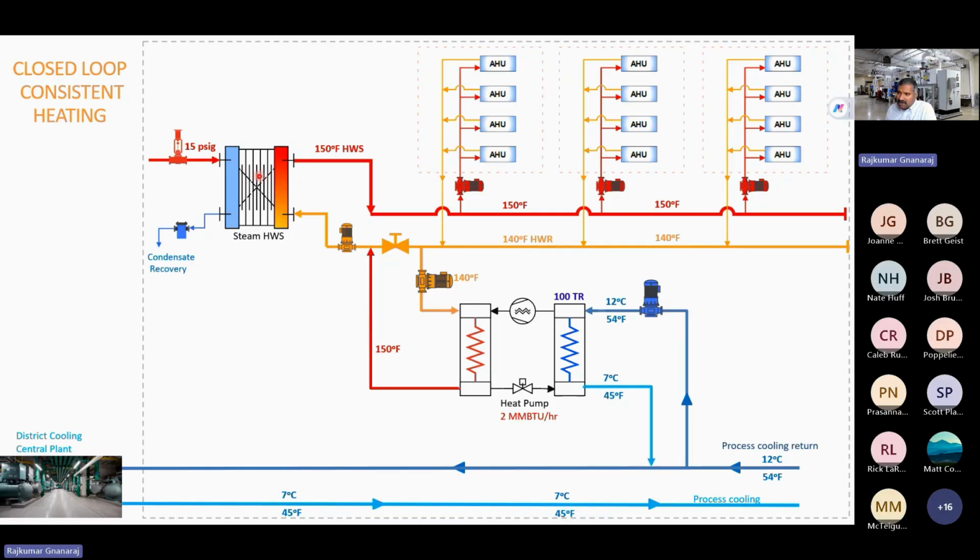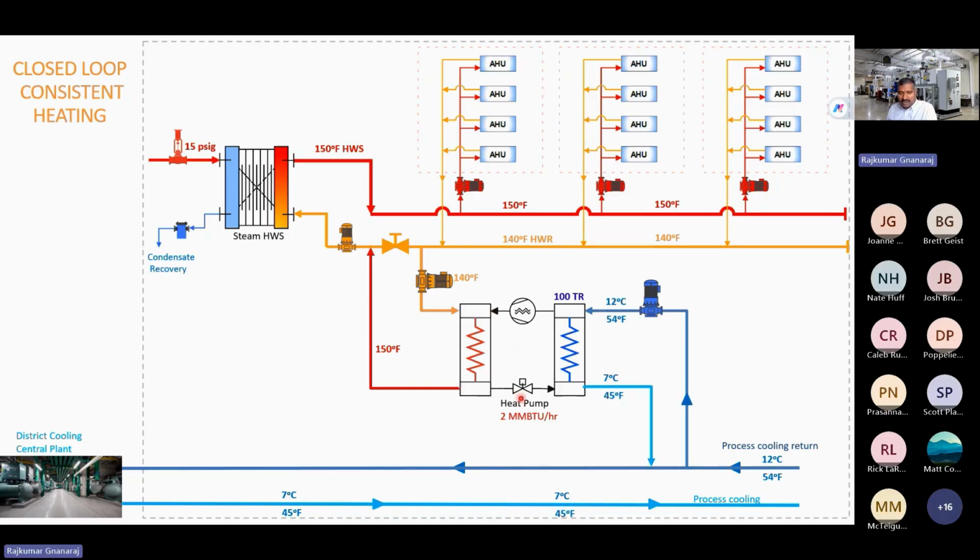Depending on the capacity of the steam-based hot water system, imagine this is also 2 million BTUs of heating capacity. The heat pump is also 2 million BTUs of heating capacity. Put an isolation valve, make two tappings, divert the entire water at 140 to the heat pump, let it heat to 150 degrees Fahrenheit, and put it back in the same return header.